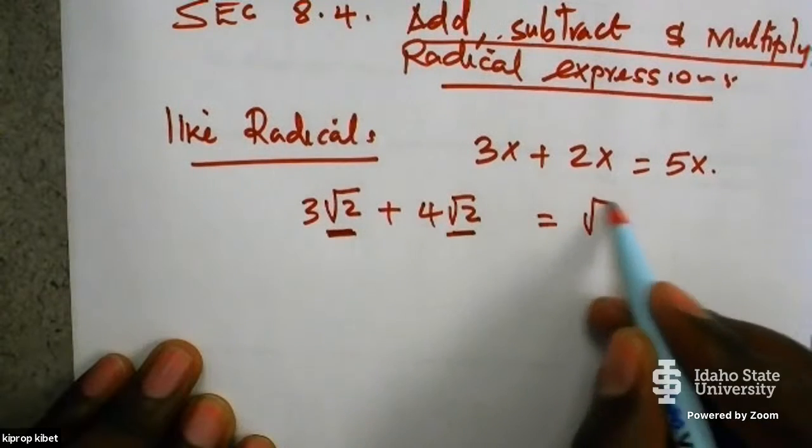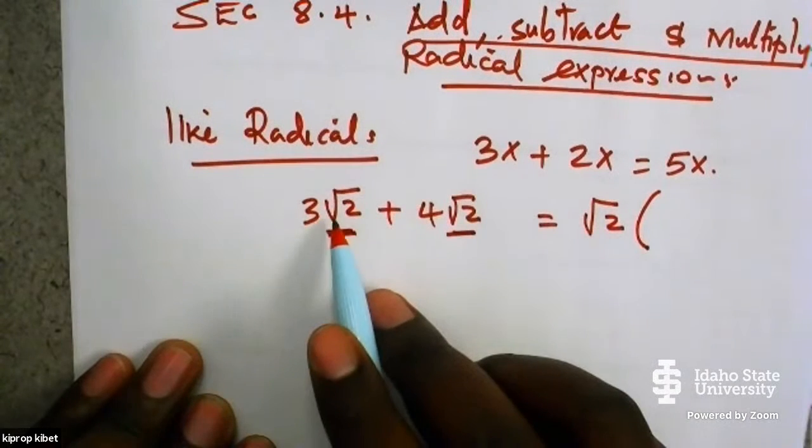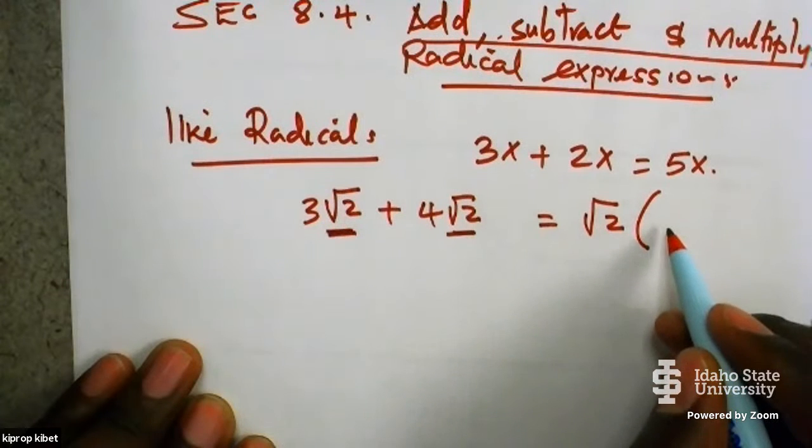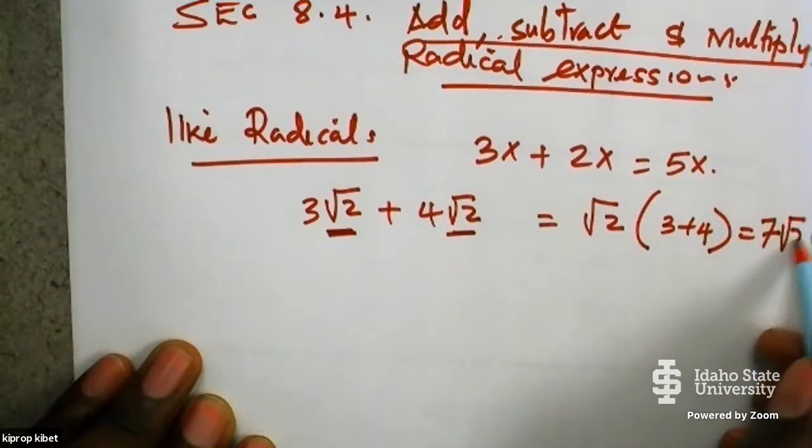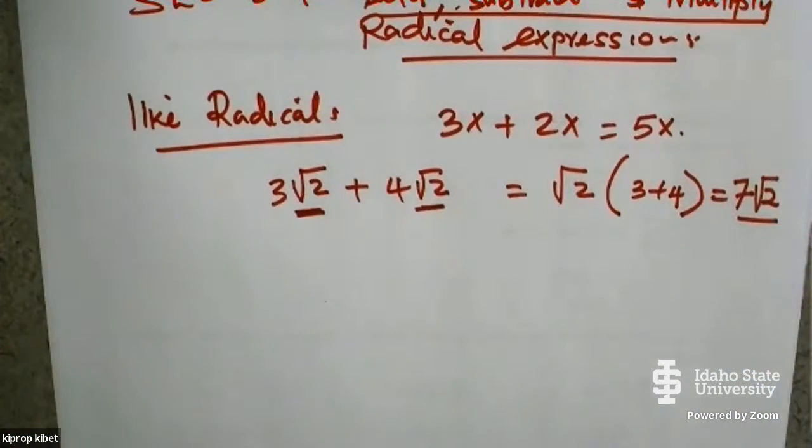You can factor out the root of 2. And when you factor out the root of 2, then what remains inside is 3 plus 4, which is equal to 7 root of 2. So you add or subtract the radicals. They should be of the same kind. If they are not of the same kind, you try to simplify these radicals to get the same terms or the same radicals.